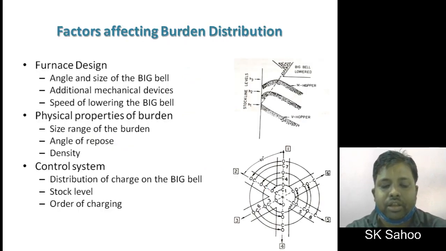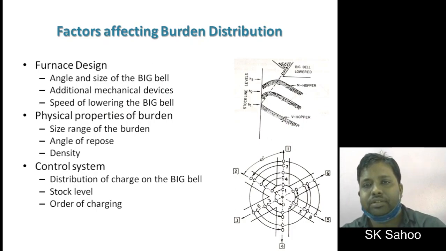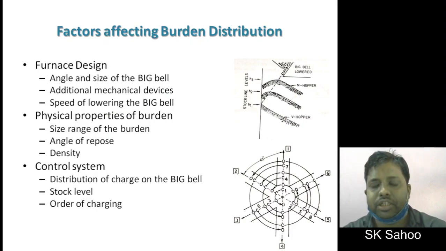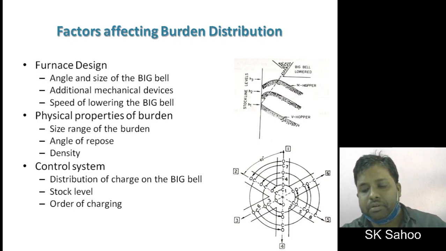Then we should know what are the factors that affect the burden distribution. Generally, three types of factors affect the burden distribution inside a blast furnace. The one is your furnace design, another is your physical properties of burden, and then the control system. In furnace design, angle and size of the big bell, additional mechanical devices, and speed of lowering the big bell are the main points to be considered.